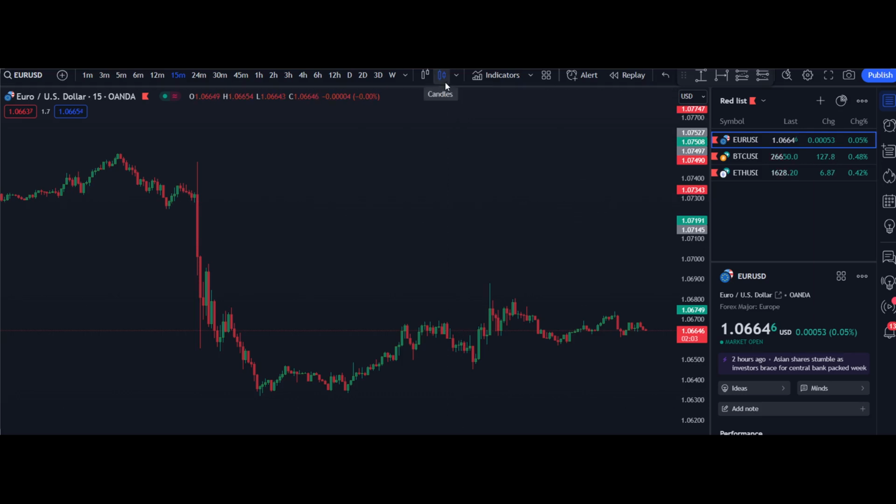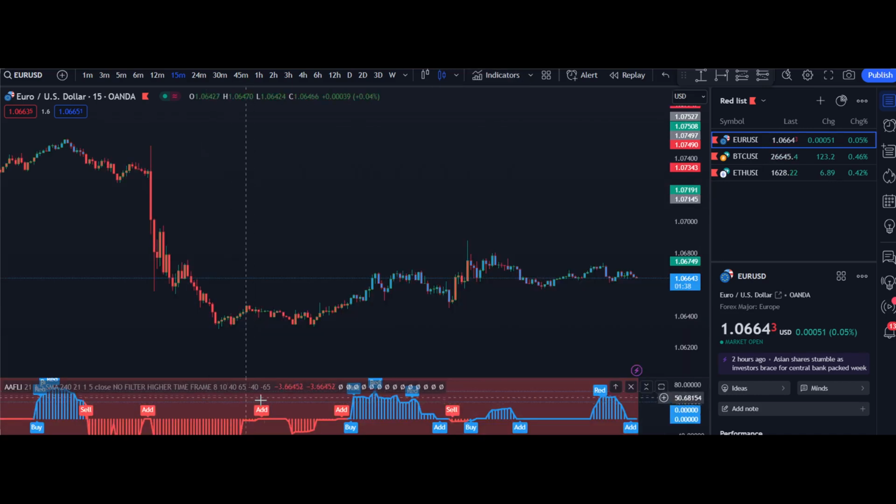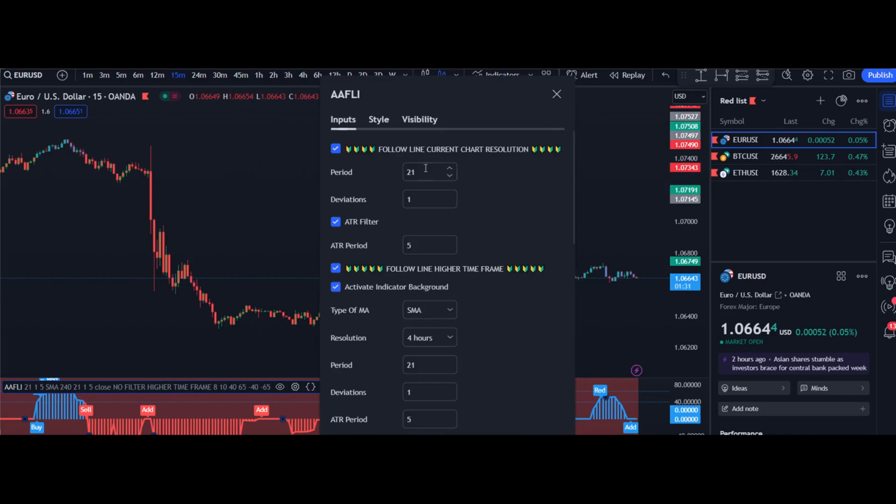So we're going to make sure that we have the regular candles activated. Let's go to indicators. The very first indicator that we will be using is the AAFli. We're going to go on down to settings, go to inputs, and we're going to change the period to 200.